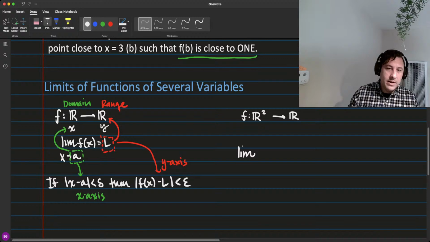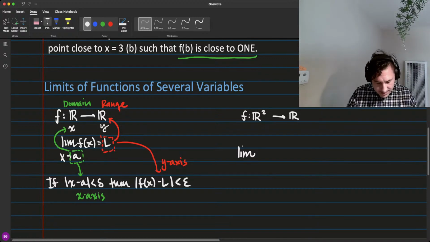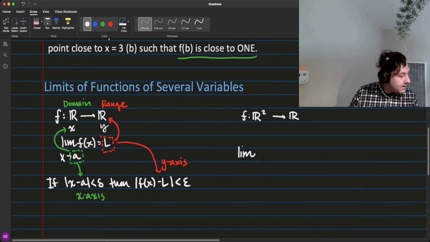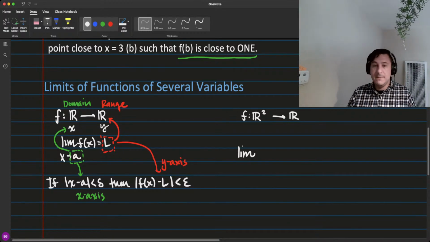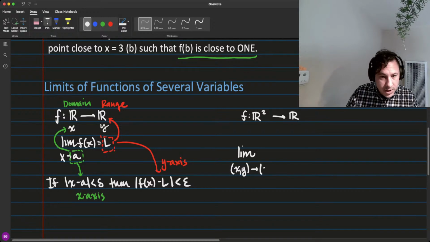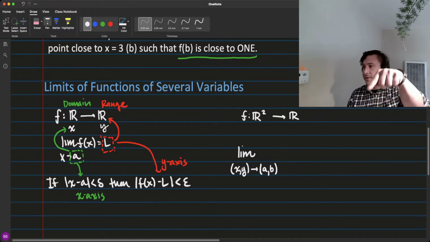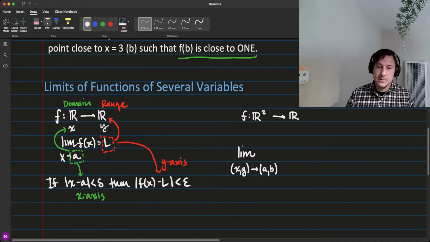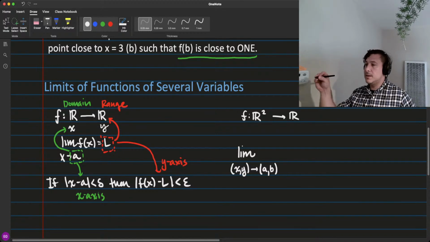So if you're talking about the limit, it is now not just x goes to a. The limit is going to have to be something from R2, so your limit is going to be the limit as x comma y approaches a comma b. Y is my limit now for a point. Why do I have limit x comma y goes to a comma b?